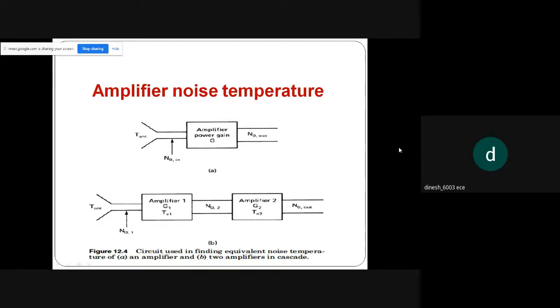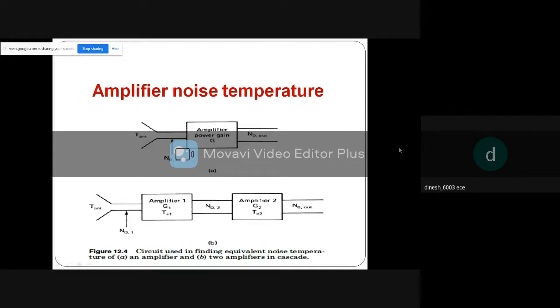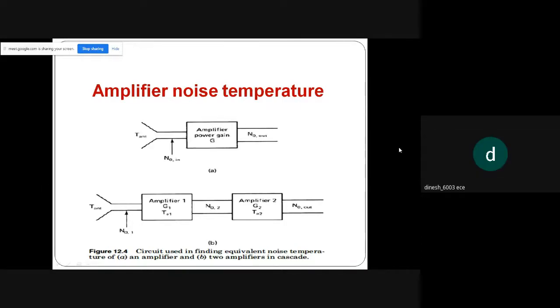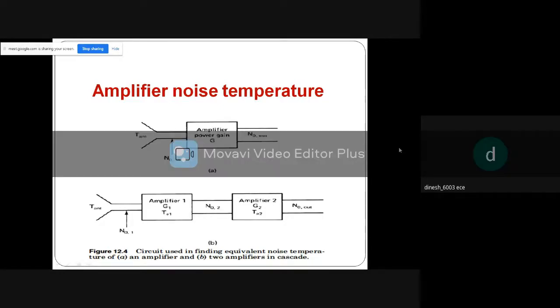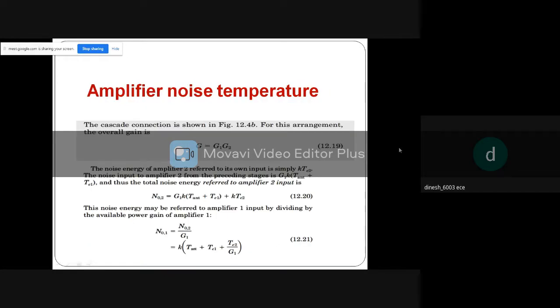You can see the first diagram is an equivalent noise temperature measurement of an amplifier. We have T antenna, we have N naught in for an amplifier, then N naught out is the output. Then we are doing cascading. Cascading can be done like this: the output of the first is fed to the input of the next. This is how to calculate.